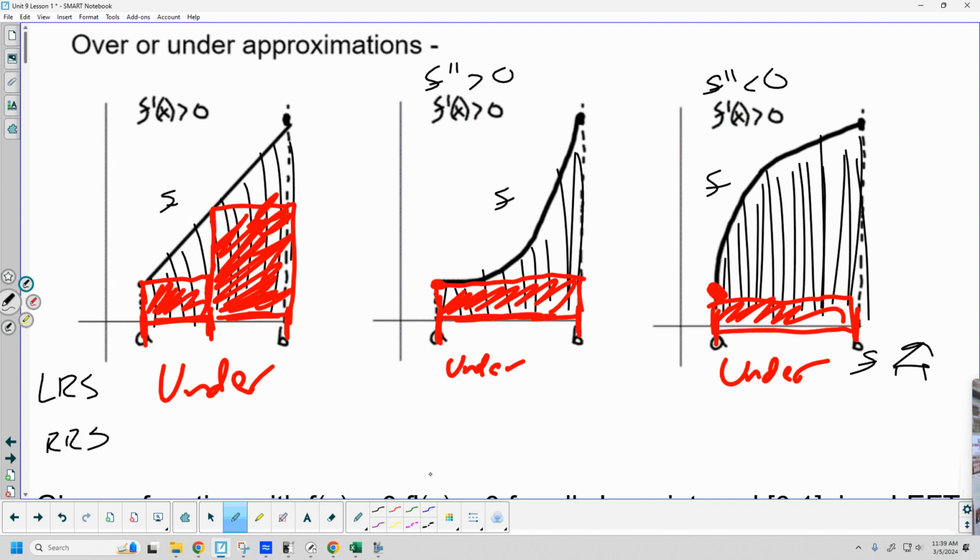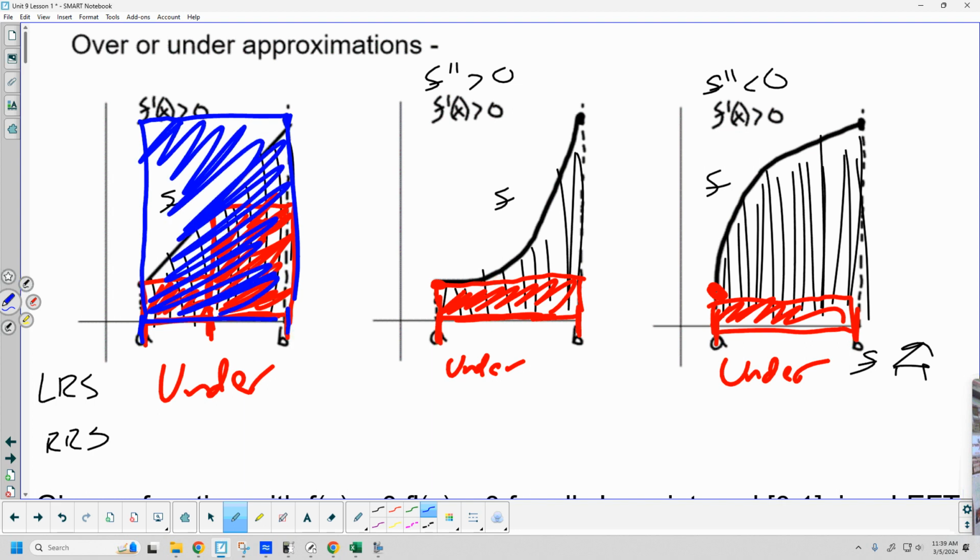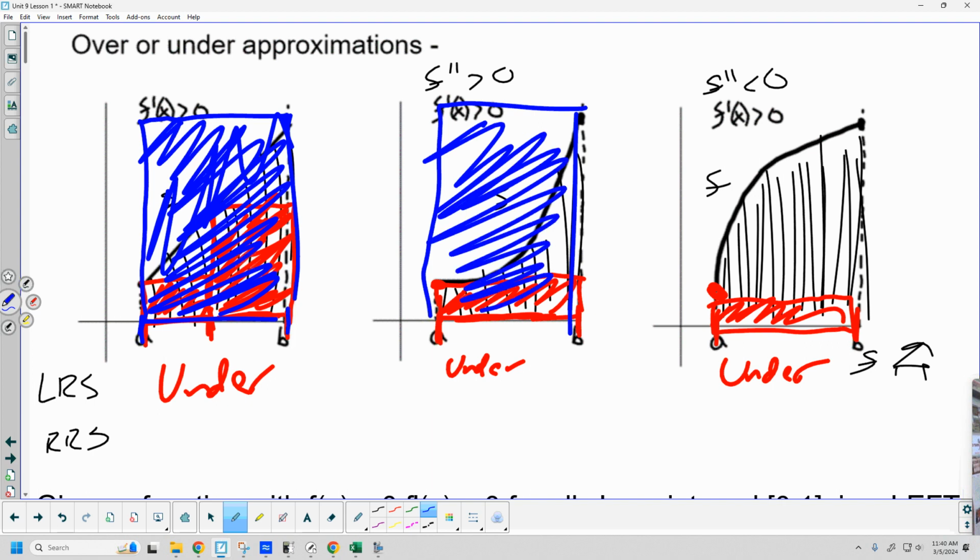Let's say we use one interval from 0 to b, and I use the height up here over my interval. Well, obviously, this is going to be more than the actual. Okay, now we're getting it. Great. And if I use this one, that's going to be more. So this is over, this is over, this is over.